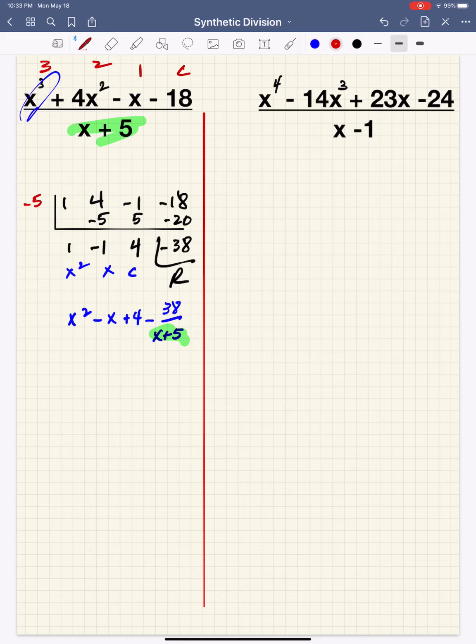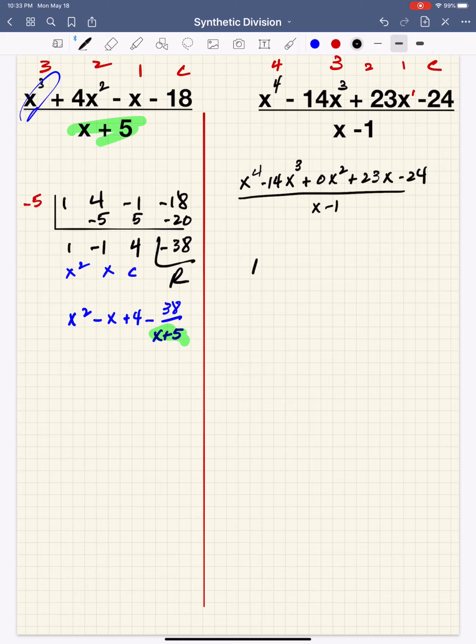Next one, I can see there's a term missing. I see 4, 3, I don't see a 2, an x squared value, and then 1 and the constant. And so I'm just going to rewrite it very quickly, just so you see it. It's x to the fourth minus 14x to the third, plus 0x squared, that's your placeholder, plus 23x minus 24. And of course, that is all over x minus 1. So here we go. 1, negative 14, 0, 23, and negative 24. On the outside, I'm going to put 1. And we're ready to go.